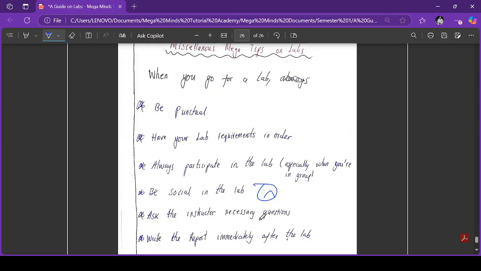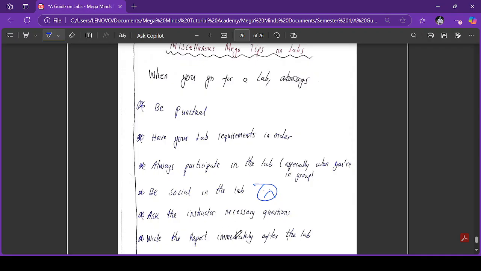Always feel free to ask them, like, what if this and that. You can even ask, like, how do I write the discussion? Whatever they say, ensure you pay attention. So ask as much as possible, what should we do here? In the lab, don't do what you think, do what you are told to do.